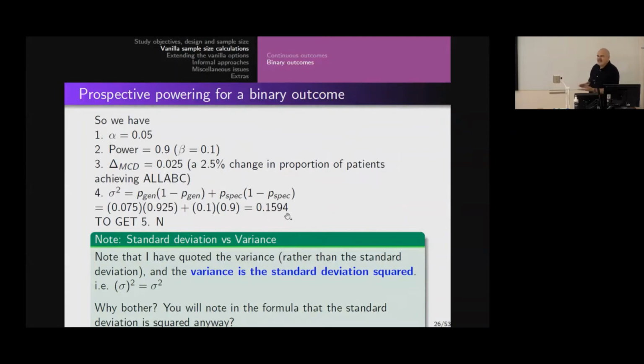Now, you might say, wait a sec, weren't we calculating the standard deviation for the t-test problem, for the continuous variable? The answer is yes. But since this formula here is already squared, the variance is the standard deviation squared. If I calculated the standard deviation, I would just have to take the square root and then square it again when I got to the formula. So I'm not going to bother. You can calculate the standard deviation if you like, but I'm not really going to bother doing that.